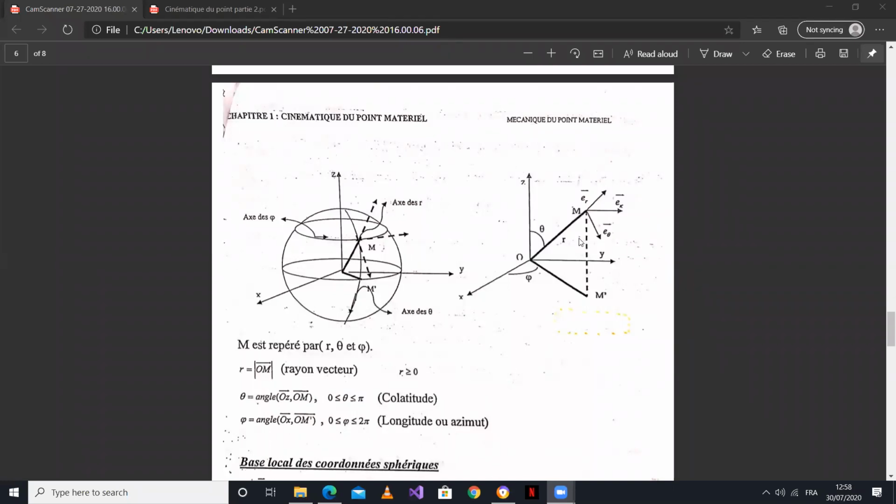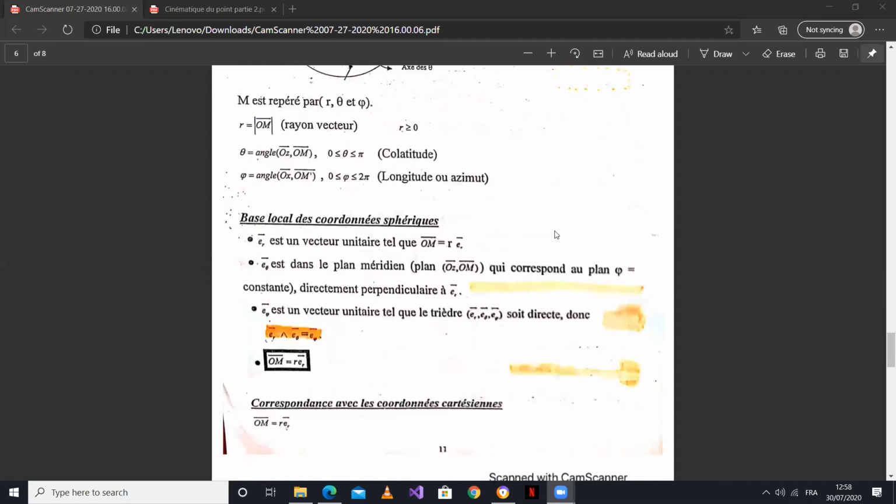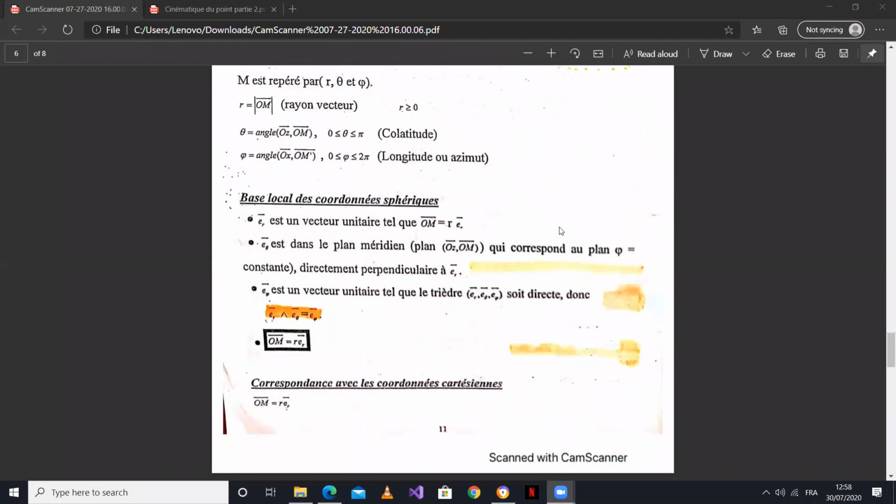As long as we know in which direction R is oriented, we do not need the angles to tell us the position. We are going to use them when we will be defining the movement of the point M, or the vector OM in space. Is that clear?